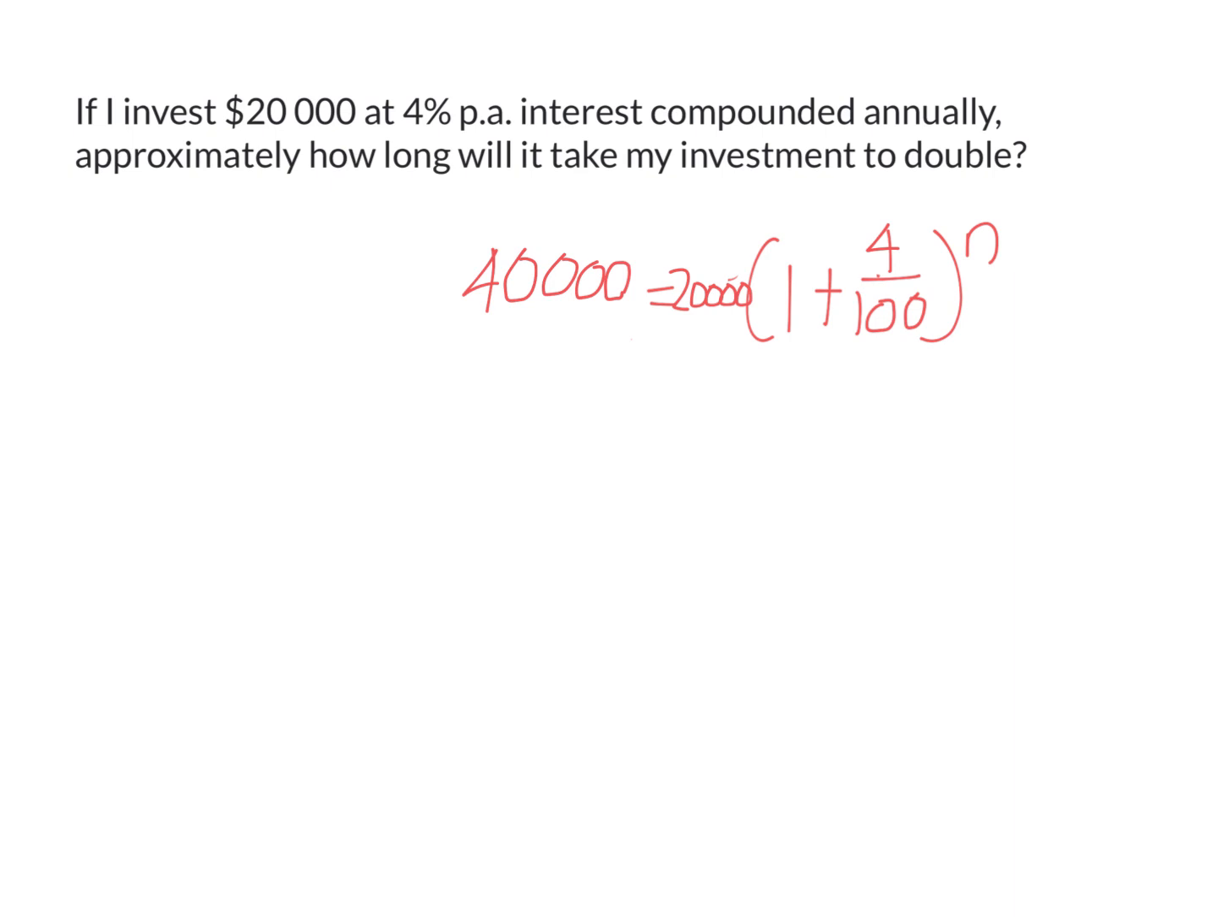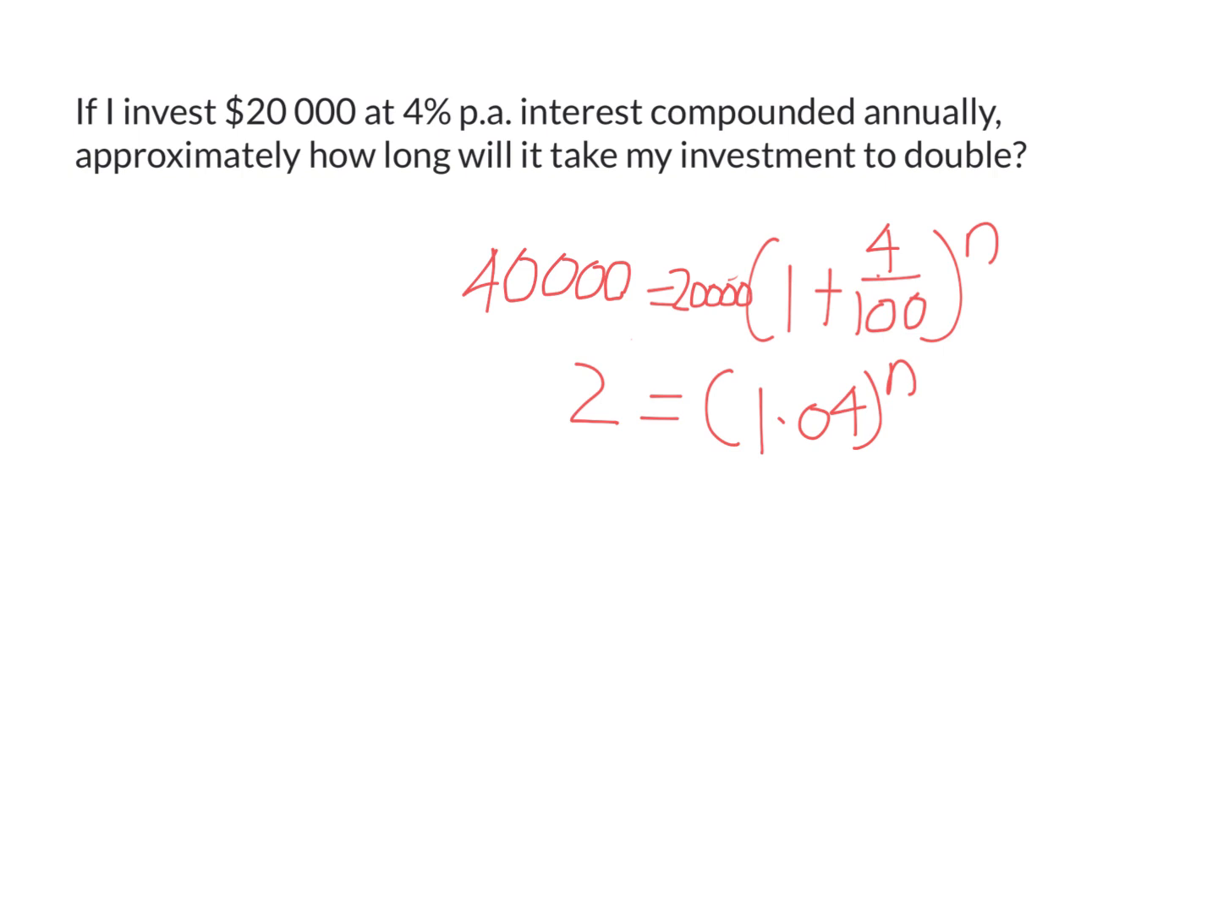Now, that's not easy. So what we want to do is try to get N by itself as much as we can. So I can divide both sides of the equation by 20,000. 40,000 divided by 20,000 is just 2. Note that 1 plus 4 over 100 is 1.04. So now I've got to solve this equation. We don't actually know how to solve equations where the unknown is in the power. So you just have to use trial and error for this.